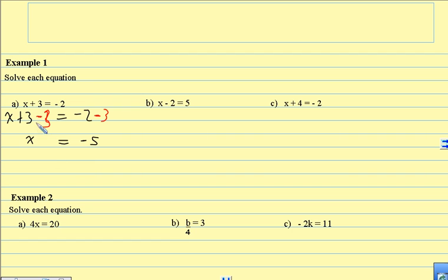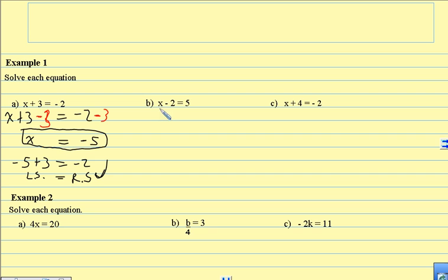Then I can check my answer by substituting x equals negative 5 back into the original equation. If I put negative 5 plus 3, my result is negative 2. So the left side is equal to the right side, and that's a check mark. Done. Cool. I'll do B, and then I'll leave C for you guys to do. Let's practice this a little more.